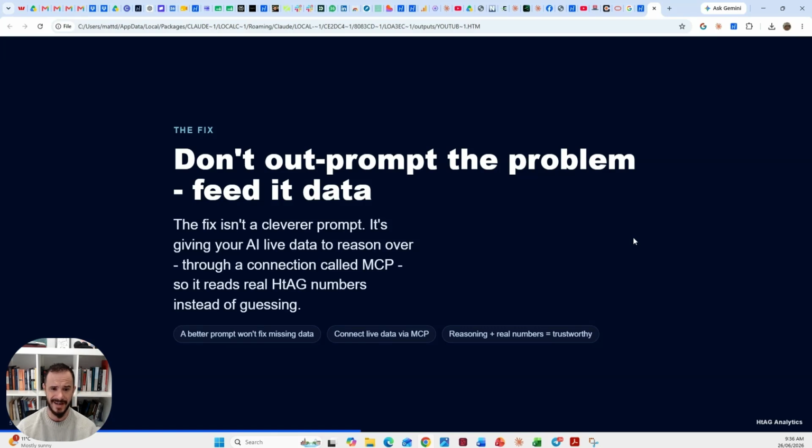The fix isn't a clever prompt. It's giving your AI live data to reason over through a connection called MCP, or Model Context Protocol, so it reads real HtAG numbers instead of guessing. Now, this is very important. HtAG is the first organization in Australia that has MCP capabilities.